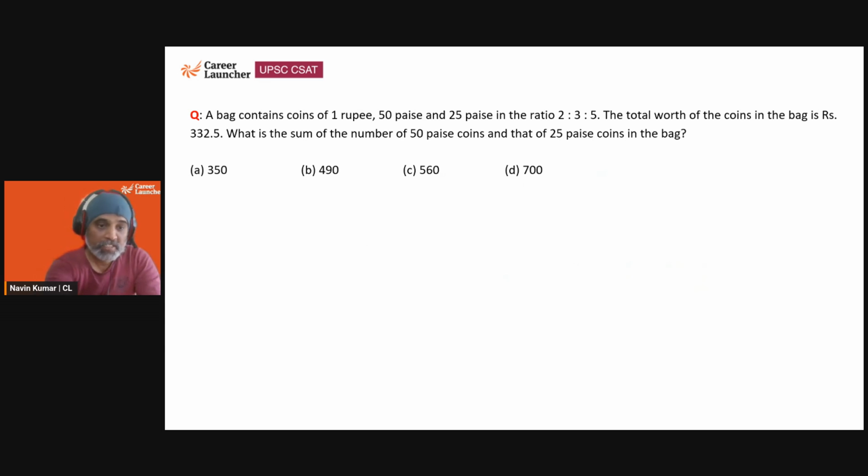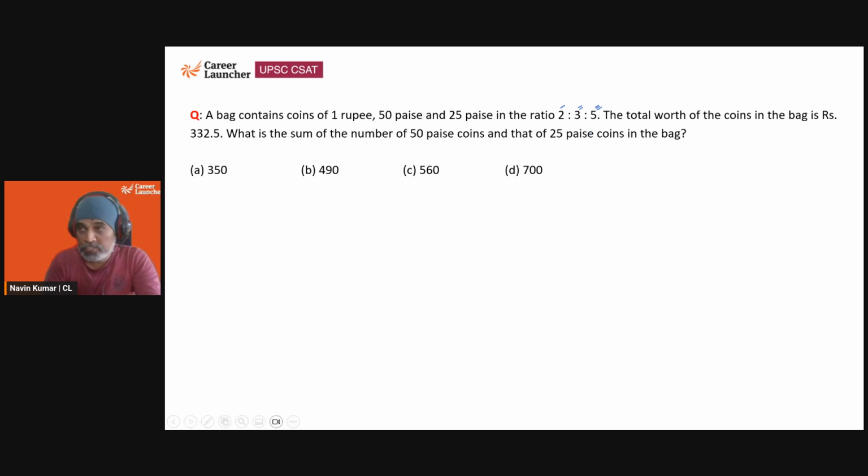So the first question is, a bag contains coins of 1 rupee, 50 paise and 25 paise in the ratio 2:3:5. The total worth of the coins in the bag is rupees 332.5. What is the sum of the number of 50 paise coins and that of 25 paise coins in the bag? So these ratios tell you that you have these many 1 rupee coins, these many 50 paise coins, and these many 25 paise coins.